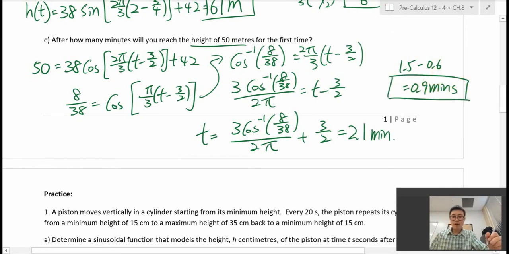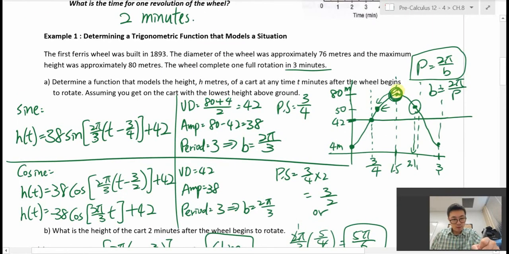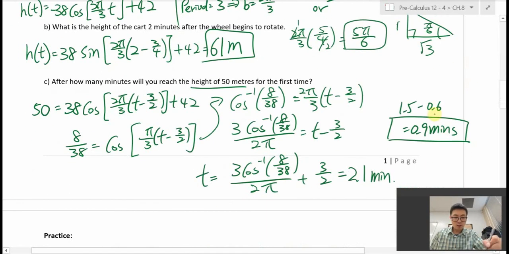That would be the final answer. Let me say it again. The time it takes to go from the maximum to 50 meters right here is 0.6 minutes. It's the same thing because it's symmetrical. So if you backtrack, going this way from 80 to 50, it's also going to take 0.6 minutes, which means 1.5 take away 0.6, and that's how you get the 0.9 minutes.